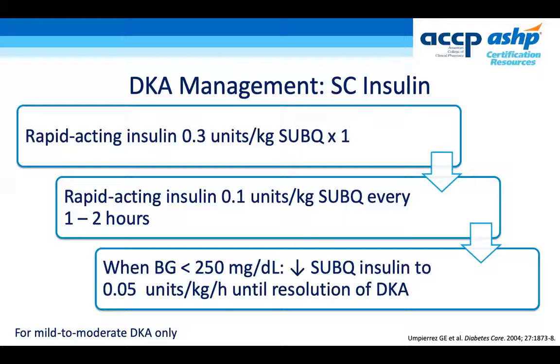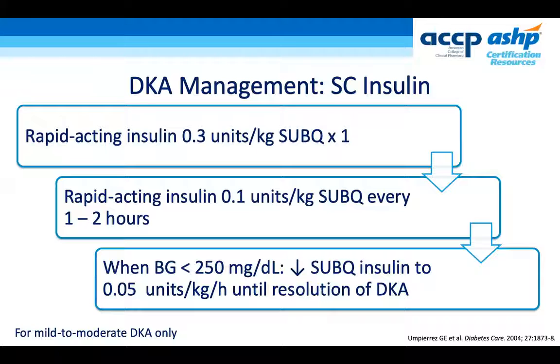And so the way you would do subcutaneous insulin for DKA management is you would use a rapid acting insulin as opposed to regular insulin, and it would be a 0.3 units per kilo subcutaneous bolus times 1. And then you would give 0.1 units per kilo every 1 to 2 hours. And then once the blood glucose is less than 250, you would decrease your insulin to 0.05 units per kilo per hour until the resolution of DKA.